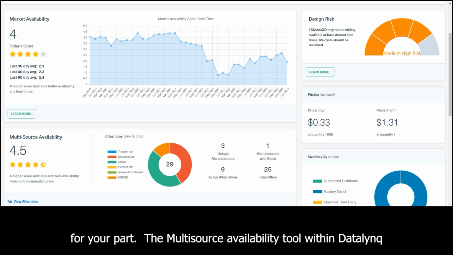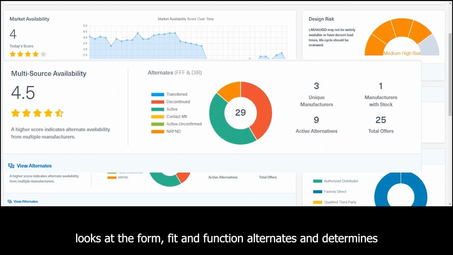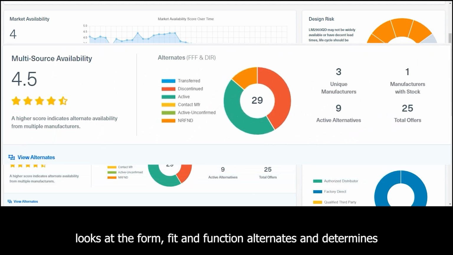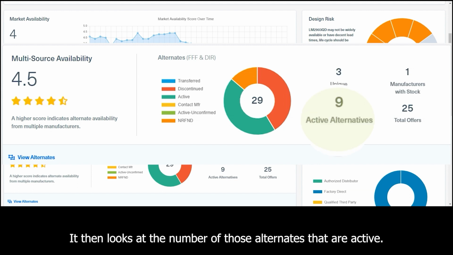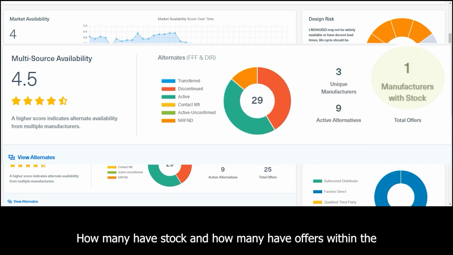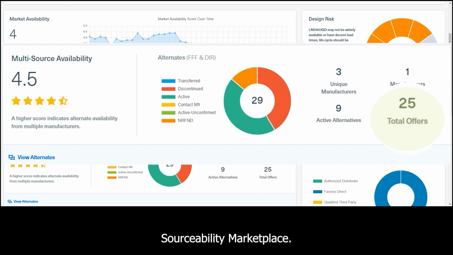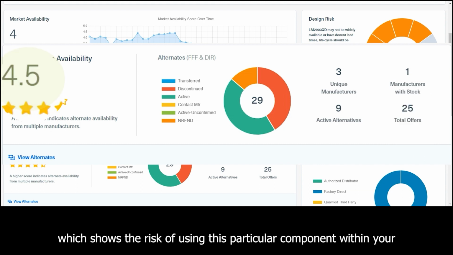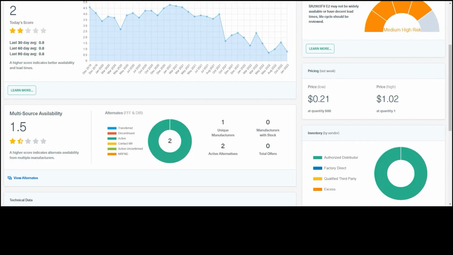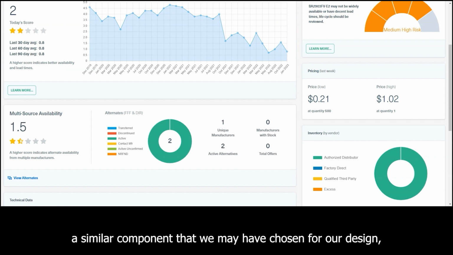The multi-source availability tool within Datalynq looks at the form, fit, and function alternates and determines how many unique manufacturers there are within those alternates. It then looks at the number of those alternates that are active, how many have stock, and how many have offers within the Sourceability marketplace. We then factor those data points into an overall score, which shows the risk of using this particular component within your design.